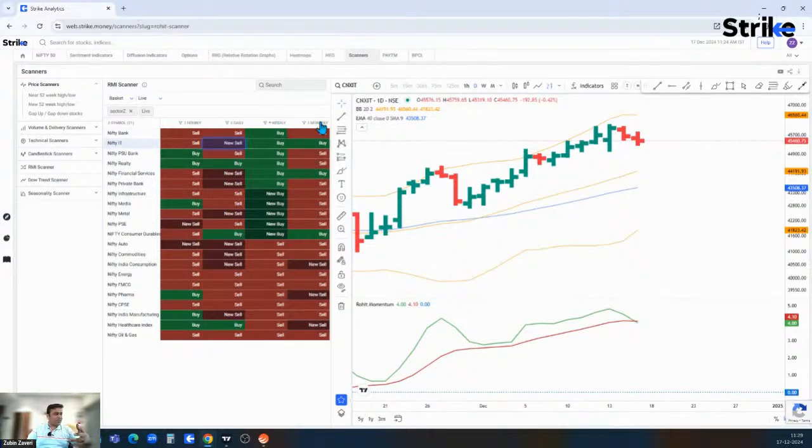And why not the monthly chart? Because the monthly chart takes a lot of time. All right, so weekly is the apt one. Even when you are using RRG, we will use the weekly time frame. All right.